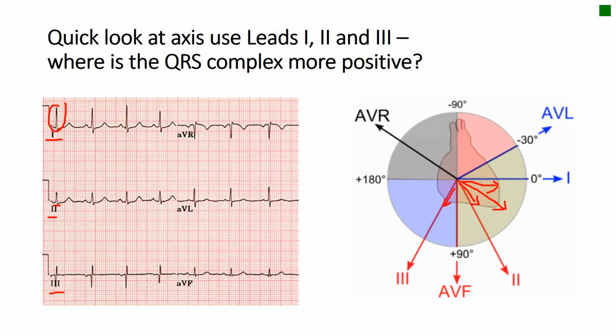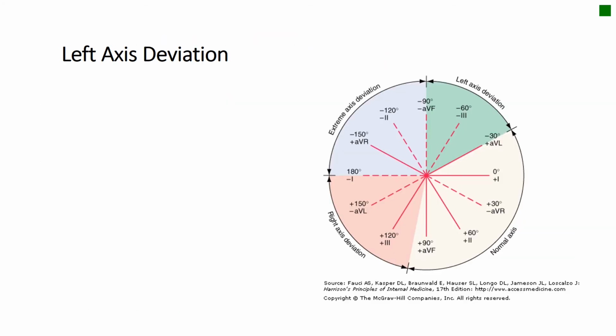So where is it more positive? It's more positive in 1 and 2 than it is 3. So the axis is around here. Left axis deviation.